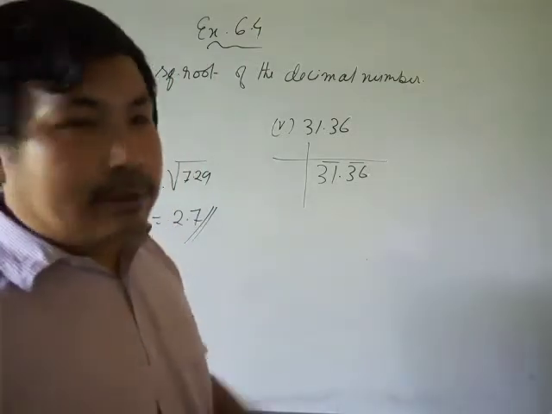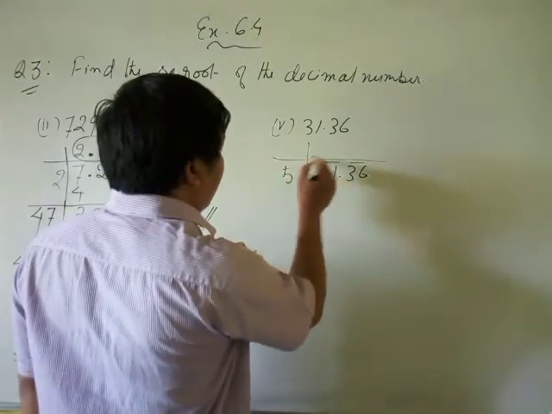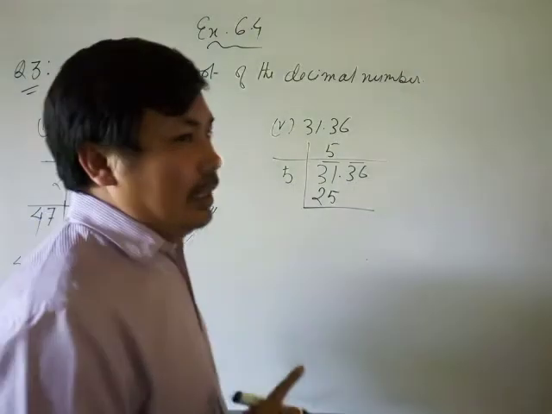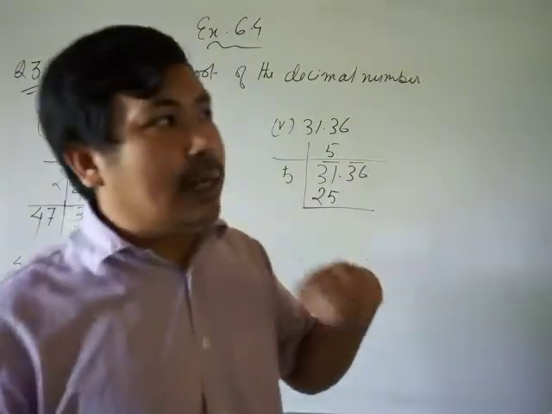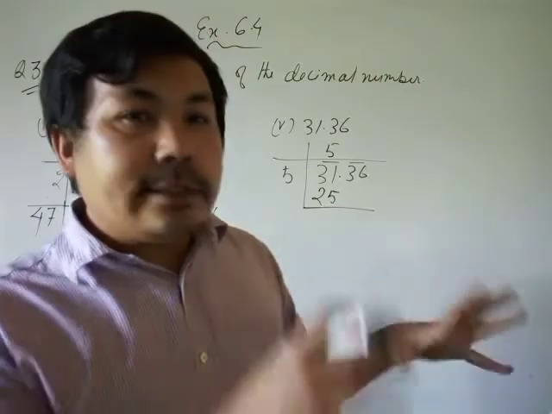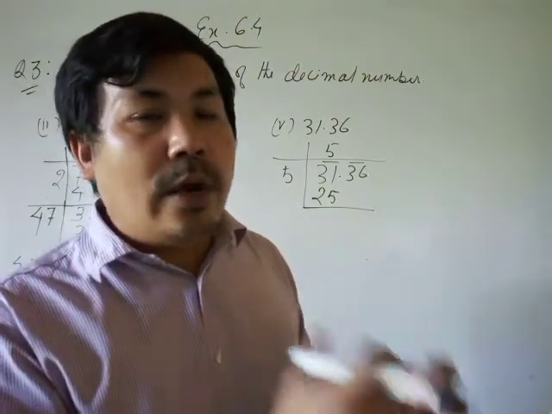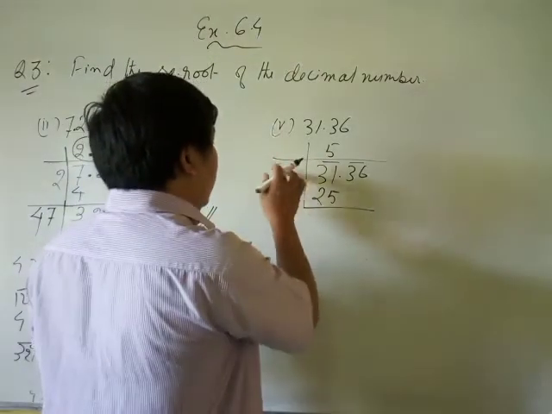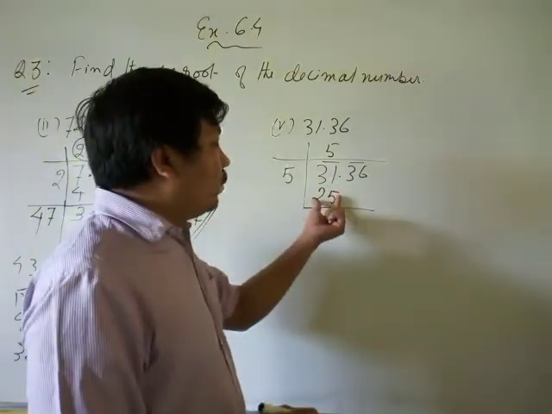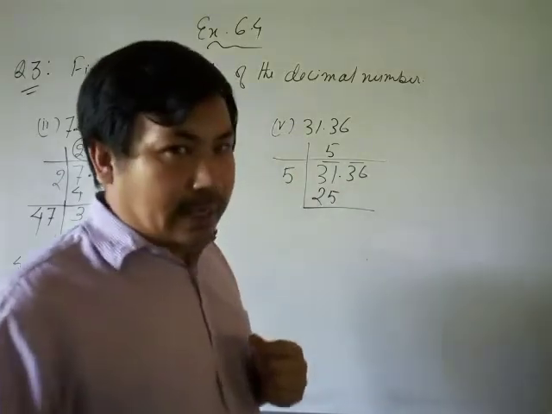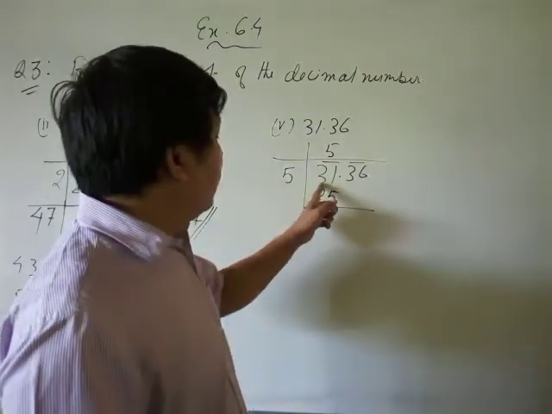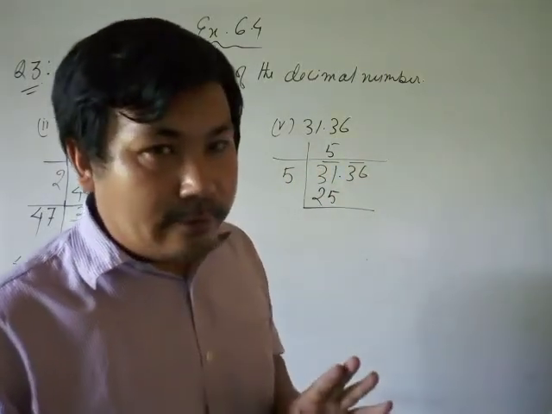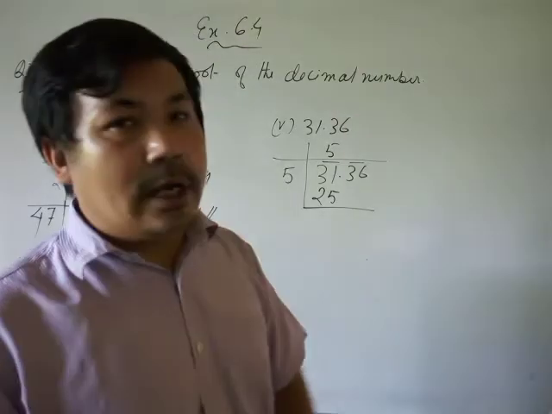5. 5 5s are 25. See, this division method is not that we divide like we do in the normal division. It is a square root. So we have to take the square number, the square of a number. That is 5 5s are 25. And we call it the dividend. We divide this 31 by 5, 5 5s are 25, because 25 is a square number. So we take the square number in the division.